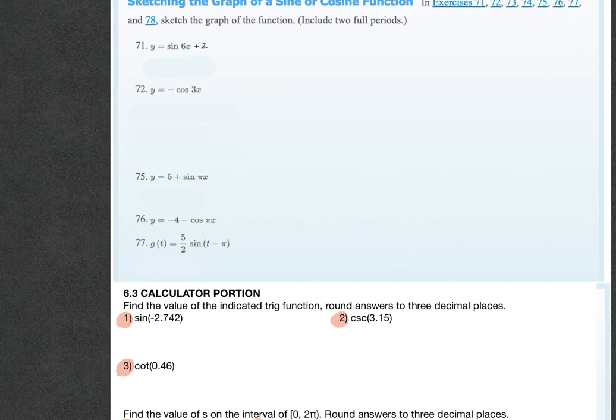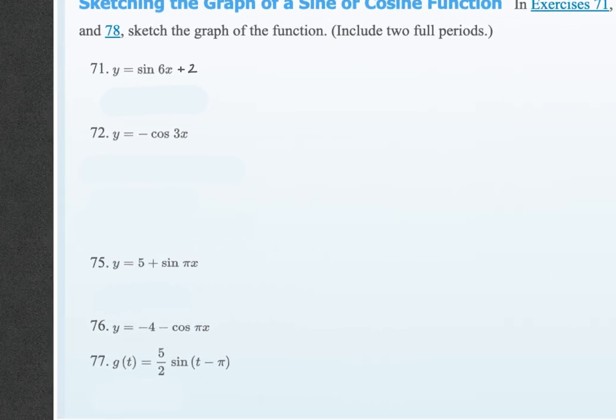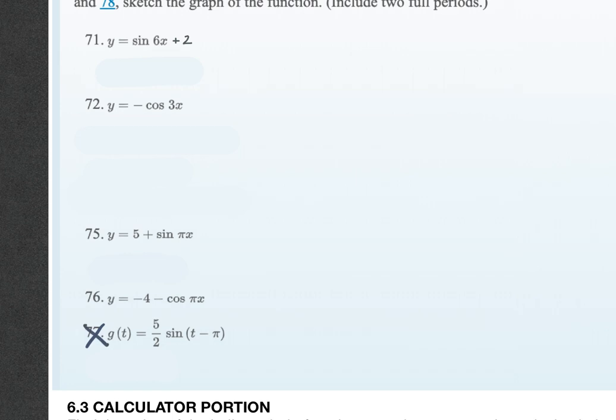These last ones on 6-4 are what we just finished, so you can cross through number 77 because that has a phase shift, but the rest of these are fair game. You can have an amplitude adjusted, you can have a reflection, you can have a vertical shift, you can have a period change where you have a B. All of those you'd want to be able to graph.